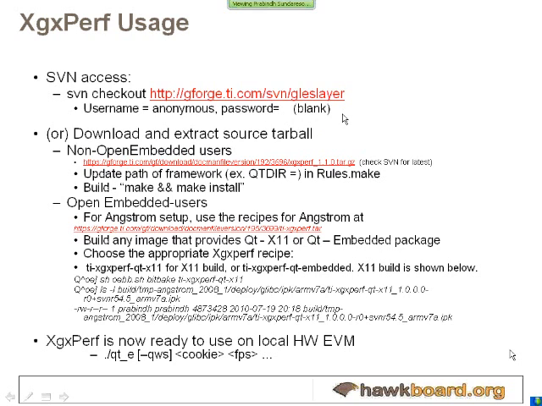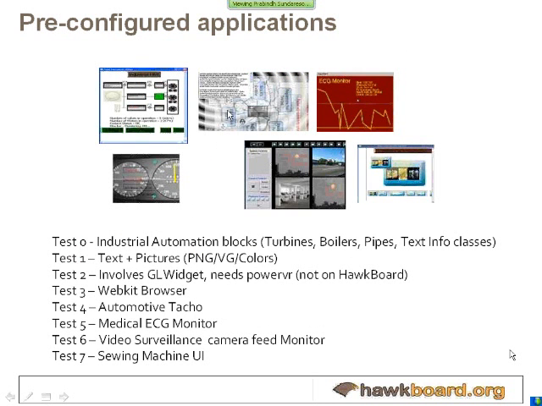I have summarized here how to use this Xgxperf. You can check out the source code from here, and I have specified steps both for non-OE users as well as for open-embedded users. For non-OE users, there is a simple root.make file that you need to update and then do a make and make install. For OE users, you need to use the recipes which are provided in this package. You can use that to create your own package and directly install it onto your target using these steps.